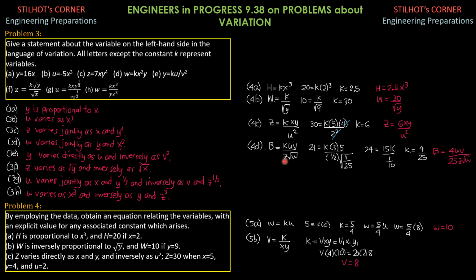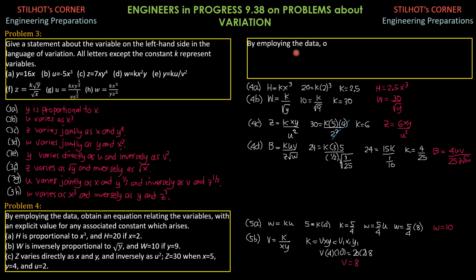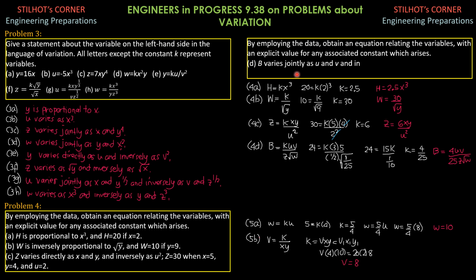For the last exercise for this part, part 40: B varies jointly as u and v and inversely as z and the square root of w. So in equation, B is equal to the constant of proportionality times uv over z square root of w.